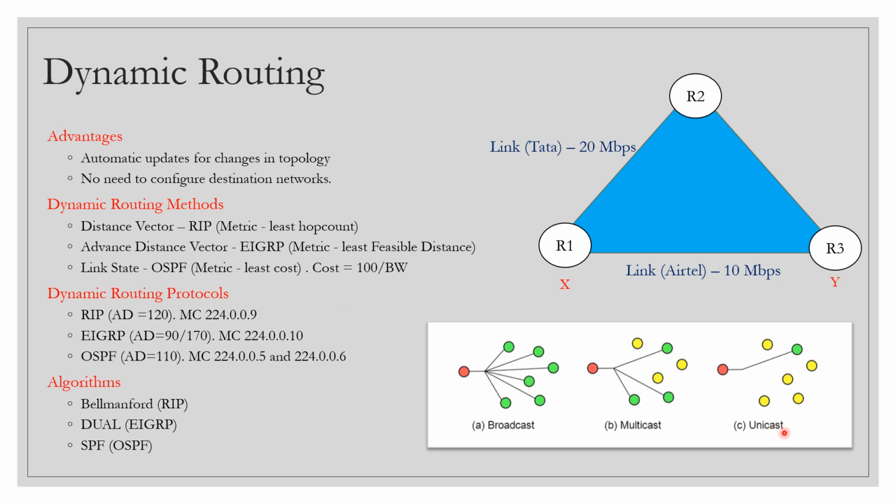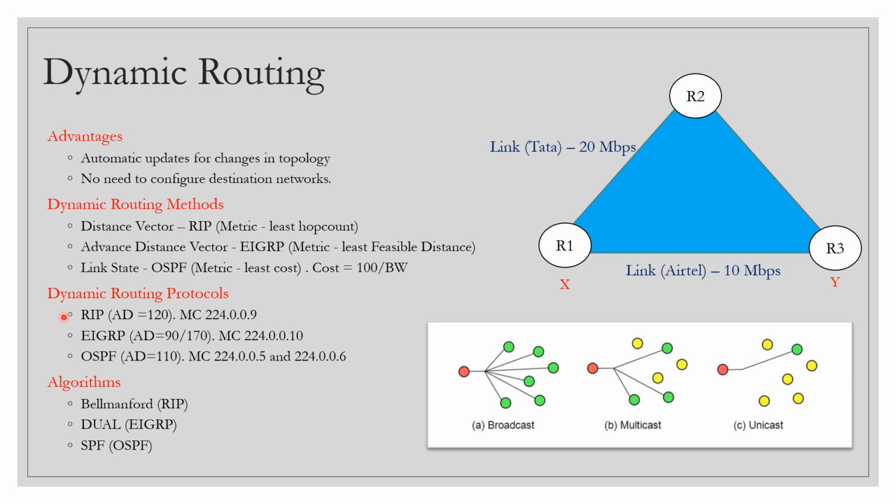One is unicast, like 1:1. Then we have broadcast, which is 1 to all, and multicast is 1 to many, not all. Just a group. It's something like a TV channel: if you have subscribed to that channel, then only you get to have a look at the information. If you're not subscribed to that channel, then you do not get to see that information.